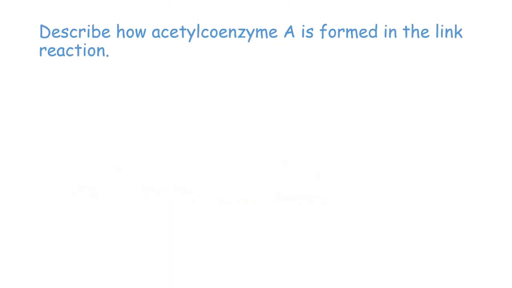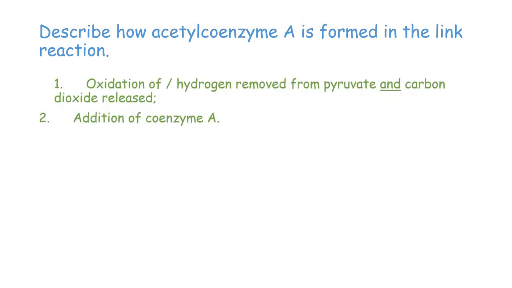Describe how acetyl coenzyme A is formed in the link reaction. There is oxidation of pyruvate, or the hydrogen is removed from pyruvate, and carbon dioxide gets released. And then there's the addition of the coenzyme A.